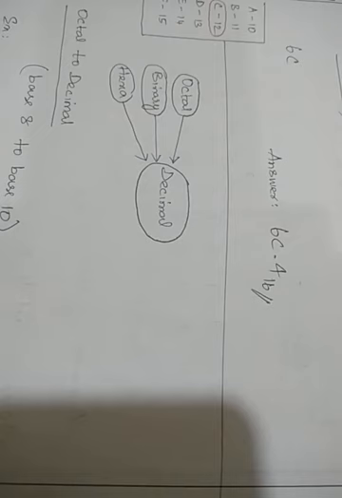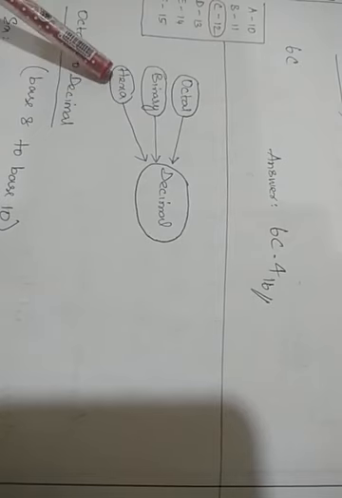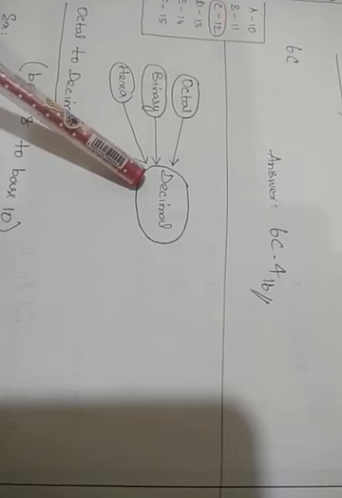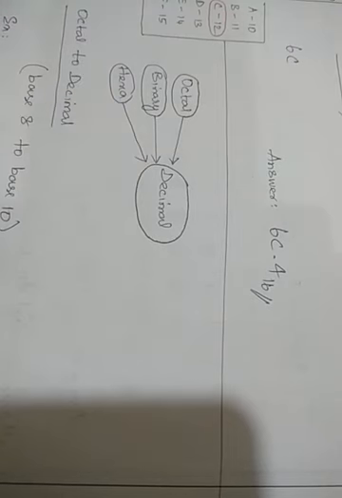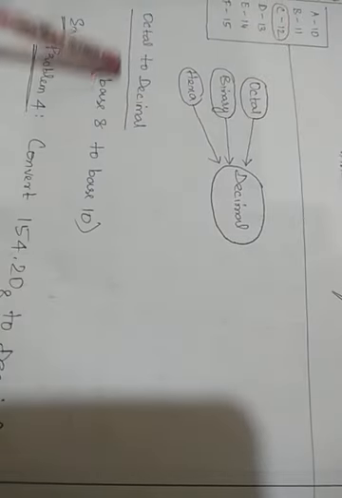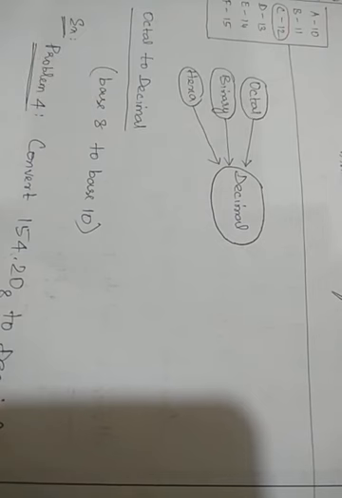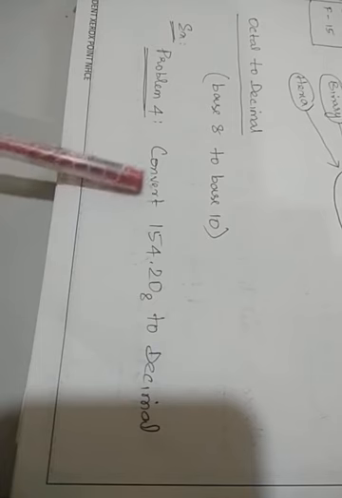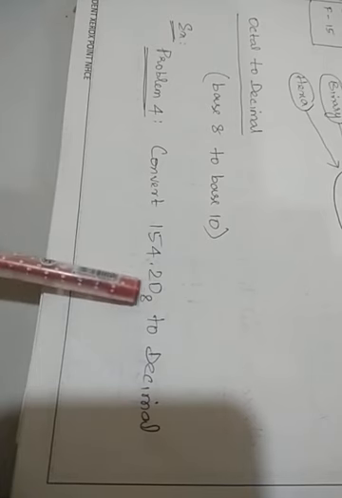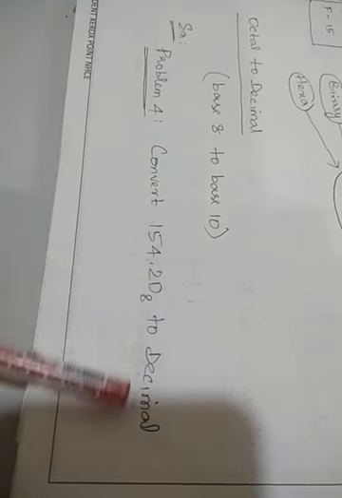So decimal to all the three number systems is over. Now we will see from all the three number systems how we can get the decimal number. First one, octal to decimal, that is base 8 to base 10. So we'll take an example problem. Convert 154.2 to the base 8 to decimal.